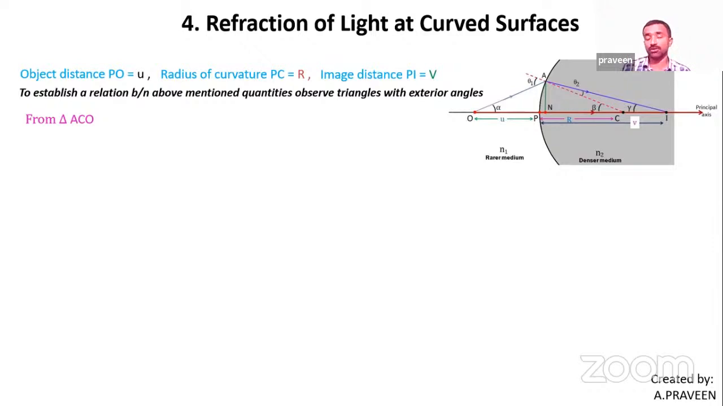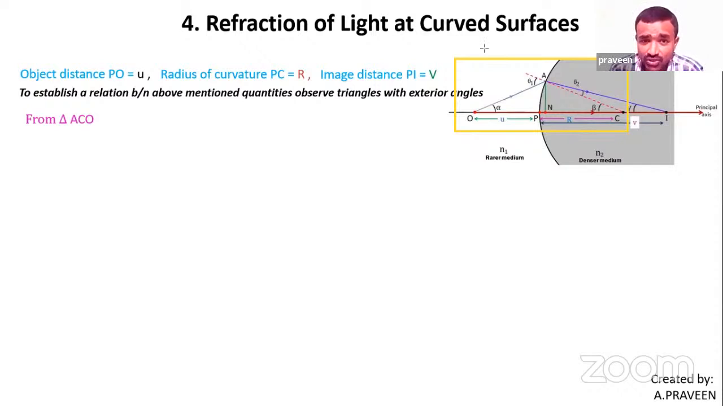CSF, curved surface formula. For that I am depending on the triangles. Here look at the triangle ACO that is taken. You can observe this carefully in the diagram. I am giving you the diagram in an enclosed figure. Where is that? Here simply the triangle is ACO, highlighted in this. So the ACO triangle is selected.